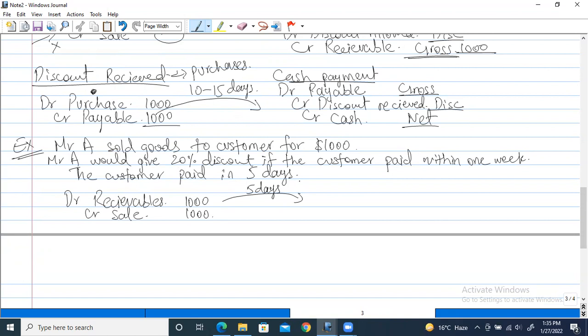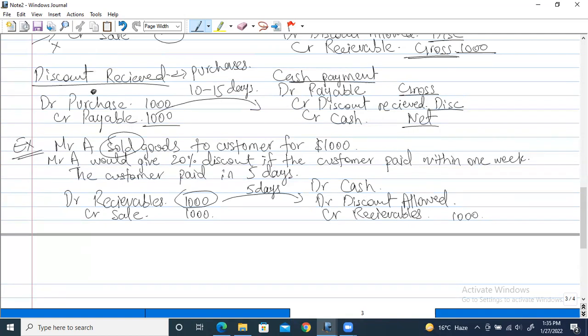After 5 days, the entry that we'll make is, first of all, we'll finish the receivables, right? So credit receivables. In return, we're getting cash, right? So debit cash. And because this was discount allowed, right? Because sales are happening, he sold goods. So that's why debit discount allowed, because it's an expense, right? That's why it is debited. Again, what will be the amounts written over here? I told you that receivable was made with 1,000. So we'll finish it with 1,000 as well. Same amount will be written.